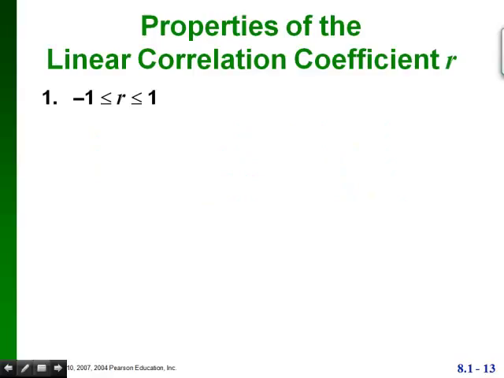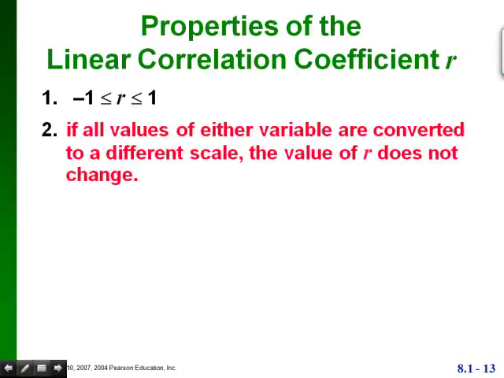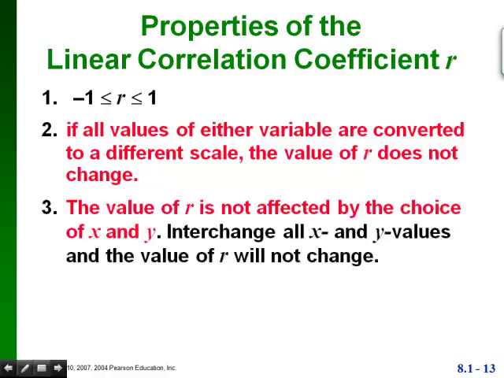Here are some properties of our linear correlation coefficient R. First of all, the value of R is always going to be between -1 and +1. It can't be less than -1 and it can't be greater than +1. And the value of R doesn't change if the values of either of the variables are converted to a different scale. It also doesn't change if we interchange the values of X and Y.